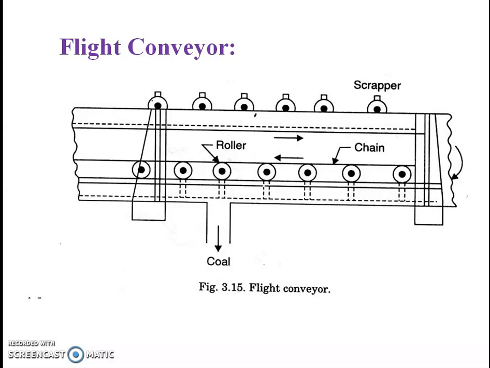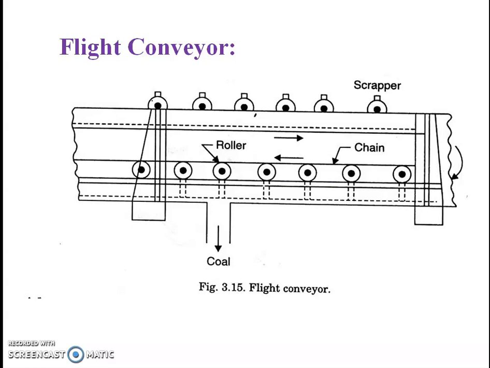And the next one is the grab bucket elevator. It lifts and transfers the coal on a single rail or track from one point to another. The coal lifted by the grab buckets is transferred to overhead bunkers or storage. This system requires less power for operation and minimum maintenance. Although the initial cost of the system is high, the operational cost is very low.